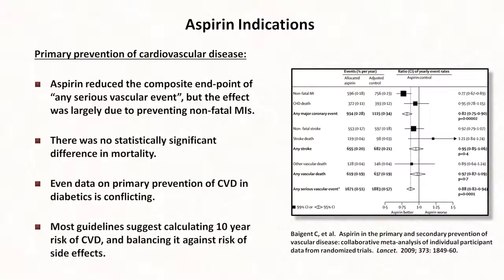Most guidelines currently suggest calculating the 10-year risk of cardiovascular disease based on statistical models, which can be easily looked up on the internet, and balancing it against the risk of side effects. On the whole, I'd say that the use of aspirin for primary prevention of cardiovascular disease is not nearly as supported as it was a decade ago. For example, when I was in residency, it was a given that a 60-year-old man with hypertension or diabetes, but no known cardiovascular disease, should be on a daily aspirin. But now, in 2015, that's actually quite debatable.